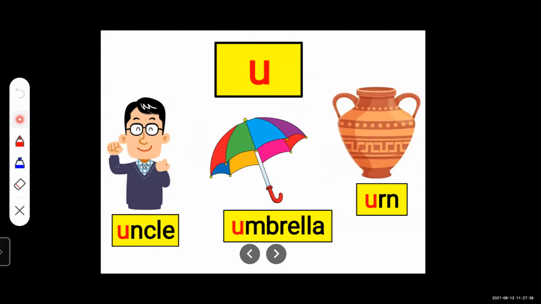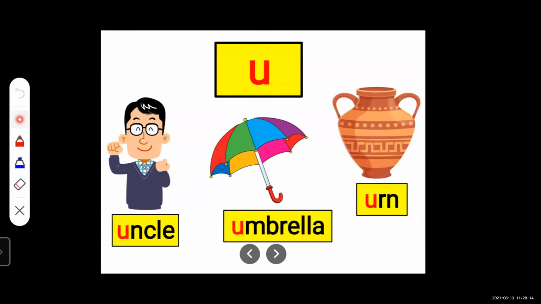Okay? U, student. Uncle. Yes, very good. U for uncle. U for earn. So students, repeat after me. U for uncle. U for umbrella. U for earn.